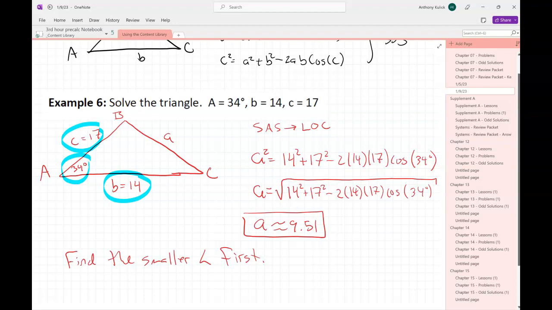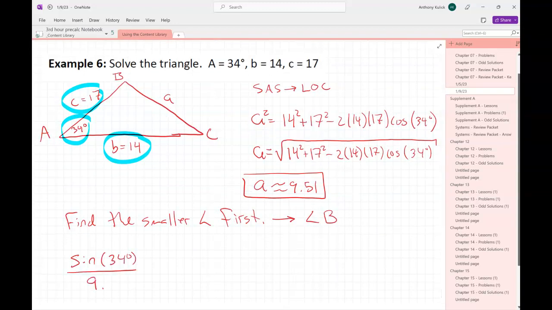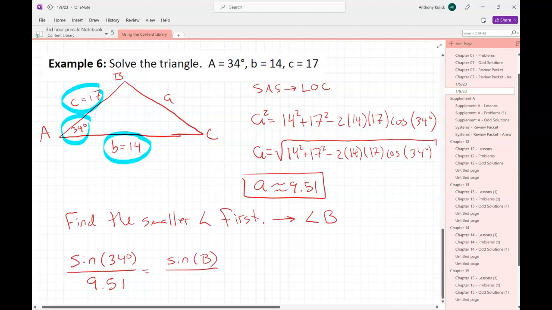So which one is going to be smaller, angle B or angle C? B, very good. Why do I know angle B is going to be smaller? Because side B is smaller. Very good. Good recall, guys. Hey, somebody remembered their geometry.